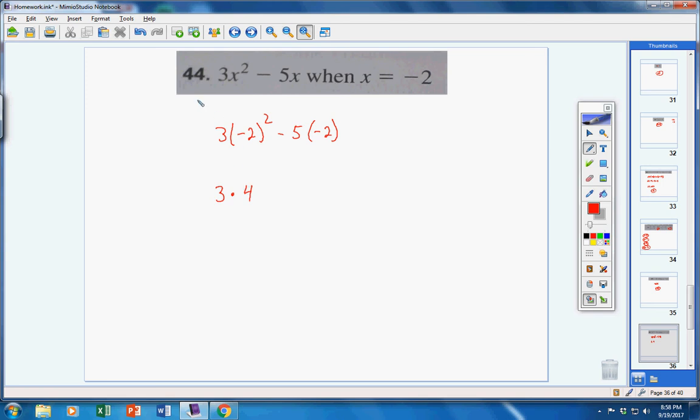Okay? Now a lot of students bring down their 3 and put in positive 4, because negative 2 times negative 2 is positive 4. But then, because they don't put the parentheses, they forget that they're multiplying. We know they're multiplying, students, because this 3 is right next to the parentheses. Okay?